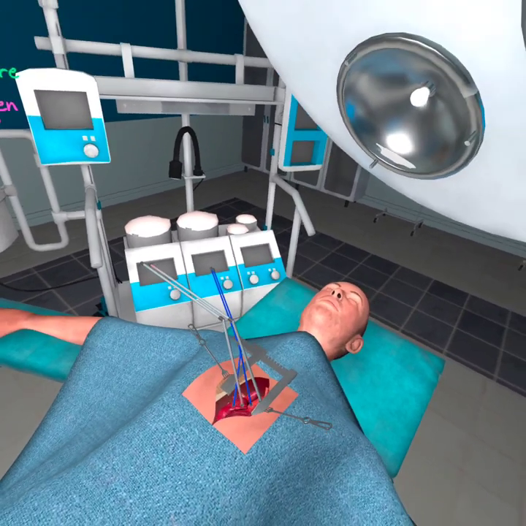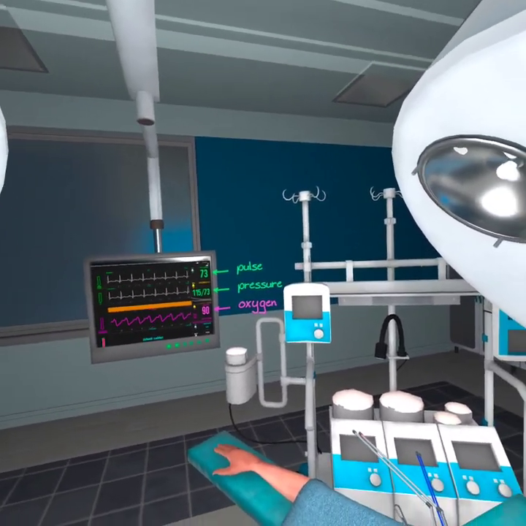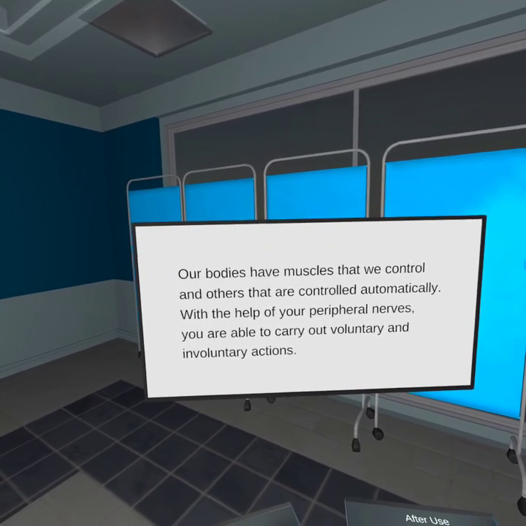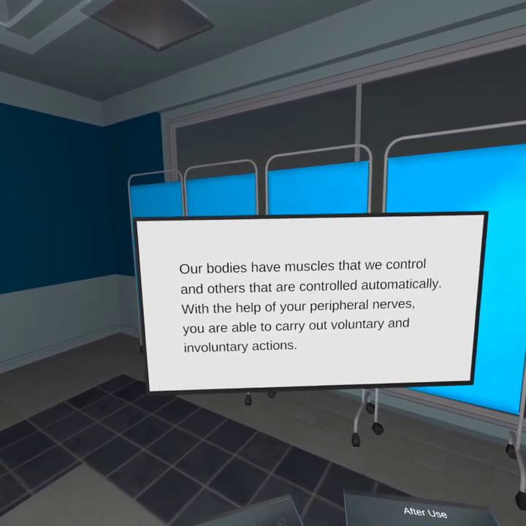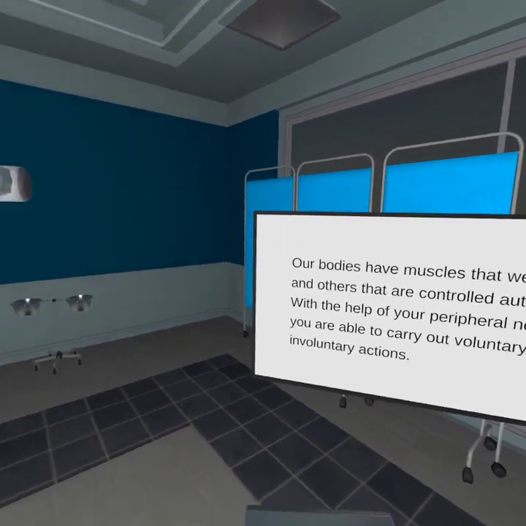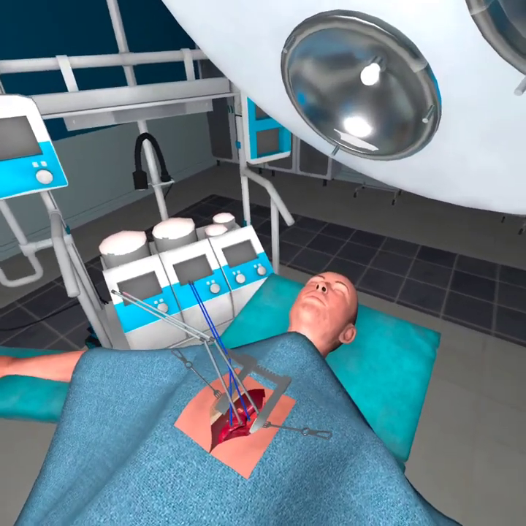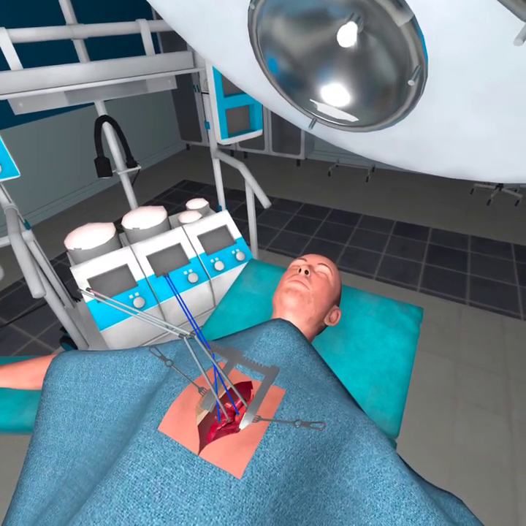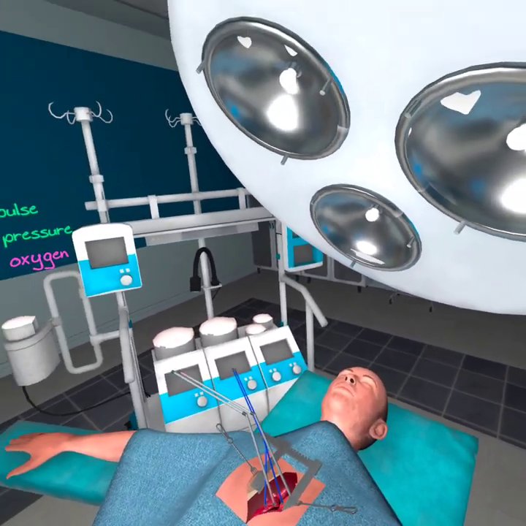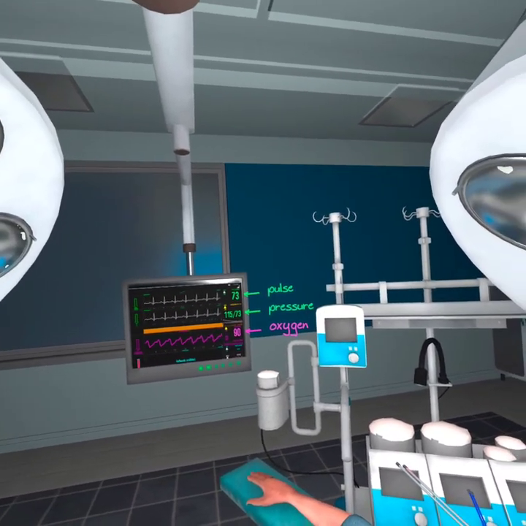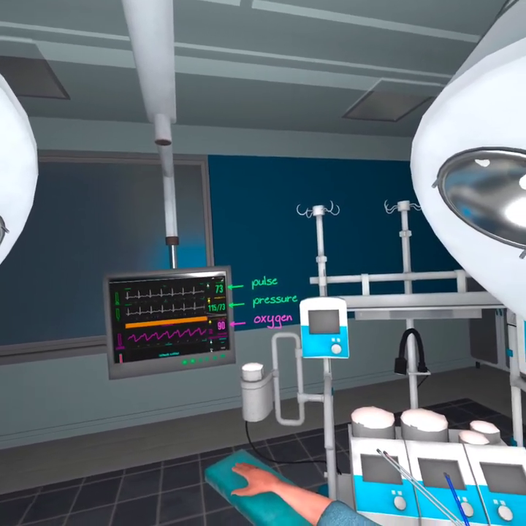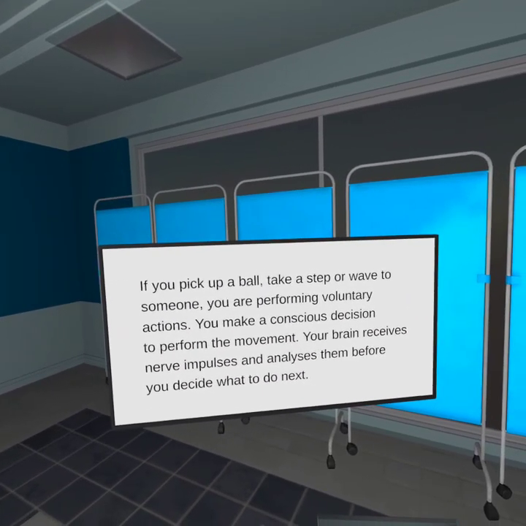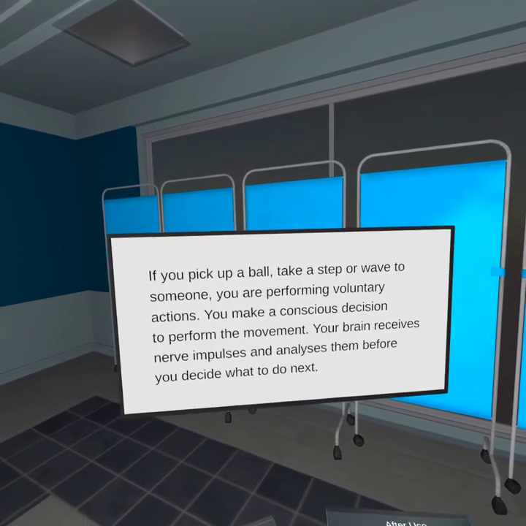Our bodies have muscles that we control and others that are controlled automatically. With the help of your peripheral nerves, you're able to carry out the voluntary and involuntary actions that you need to take. If you pick up a ball, take a step, or just wave to someone, you're performing voluntary actions. You make a conscious decision to perform that movement. Your brain receives nerve impulses and analyzes them before you decide what to do next.